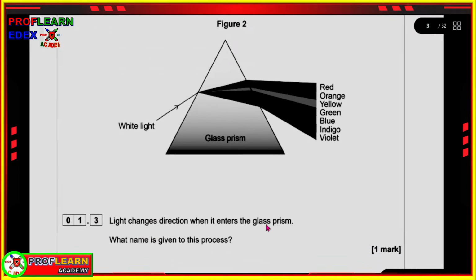And then we have another aspect here, what's the name given to this process, and in this case we are going to say this is called refraction. This question number 3, this is called refraction.